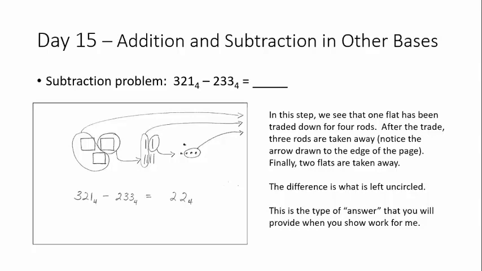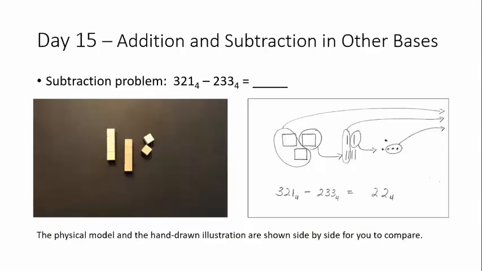The result is the uncircled elements in your diagram. You have 2 rods and 2 units left. The difference is 2 base 4. Here I showed the results of the manipulative and also the diagram side by side, so you can see the similarities.